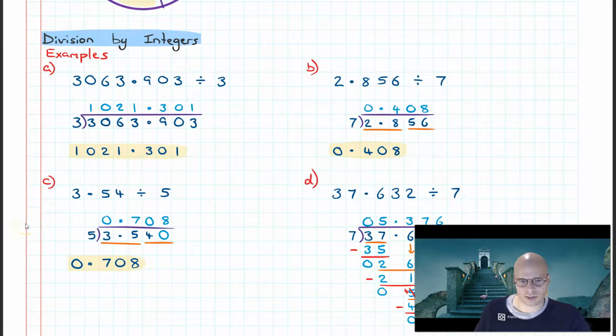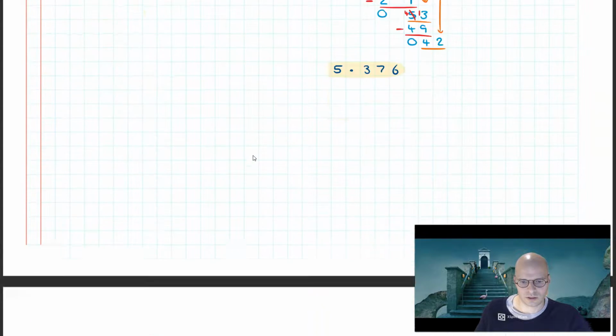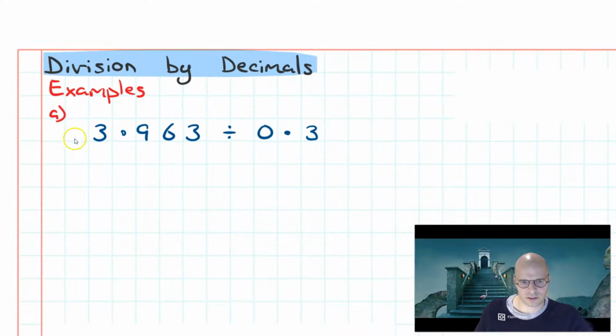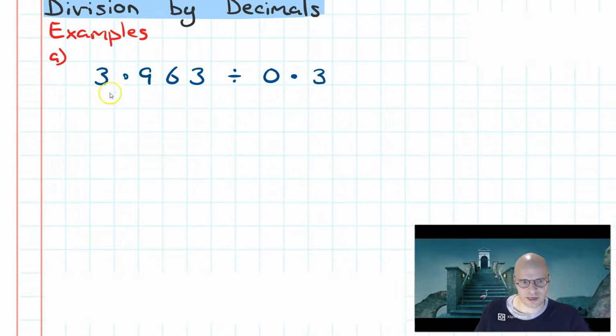Welcome back. In the previous video, we had a look at how we can divide a decimal by an integer. In this video, we're going to have a look at how we can divide a decimal by a decimal. We're going to achieve this by looking at 4 unique examples. Example A, we have 3.963 divided by 0.3.